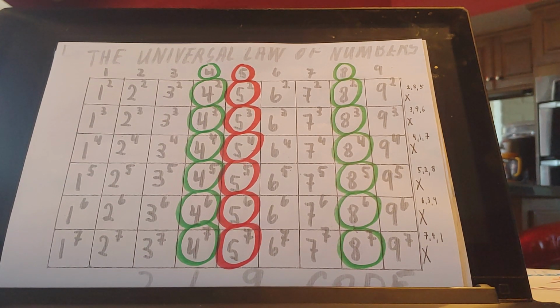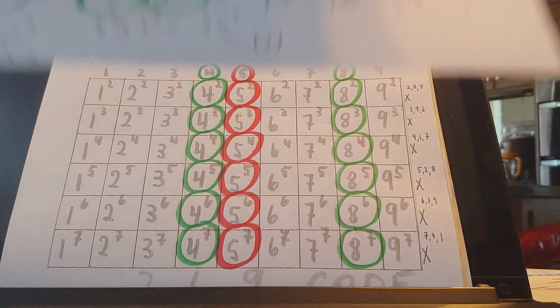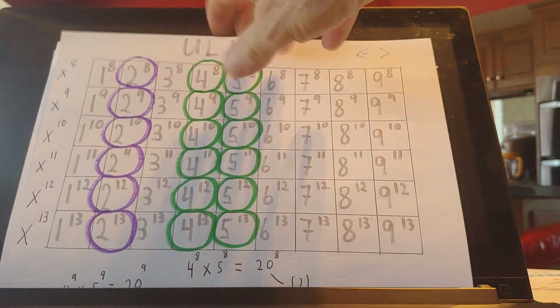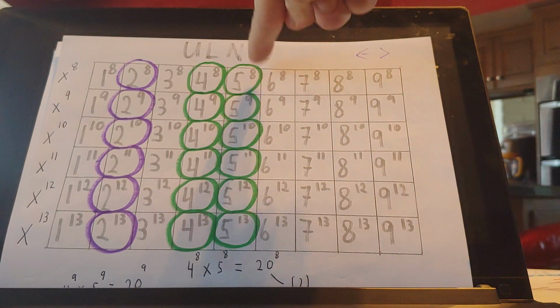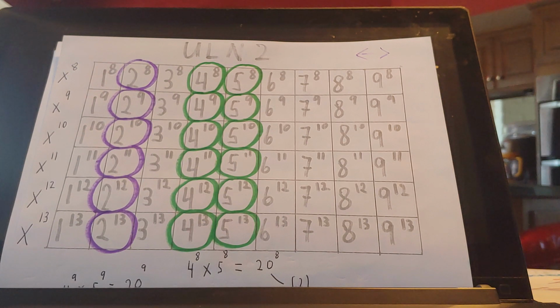But 4 squared is 16 times 64, which is not 5 squared, which is 25. So we have to understand how that works, and we'll get to that, and I'm going to cover that. But anyway, here we have it. So we have 4 to the 8th times 5 to the 8th. Well, actually, that is 20 to the 8th.